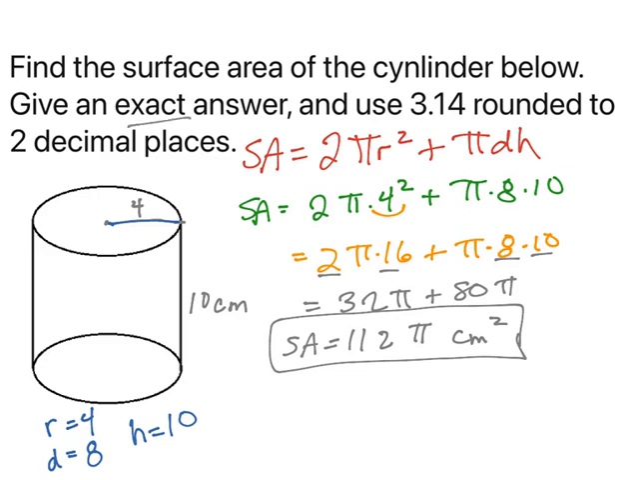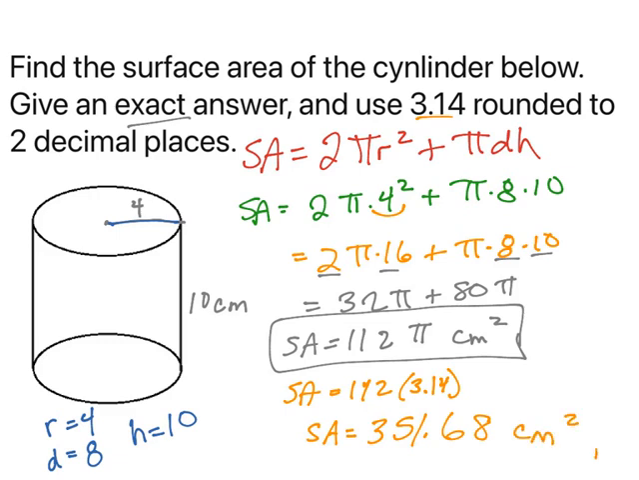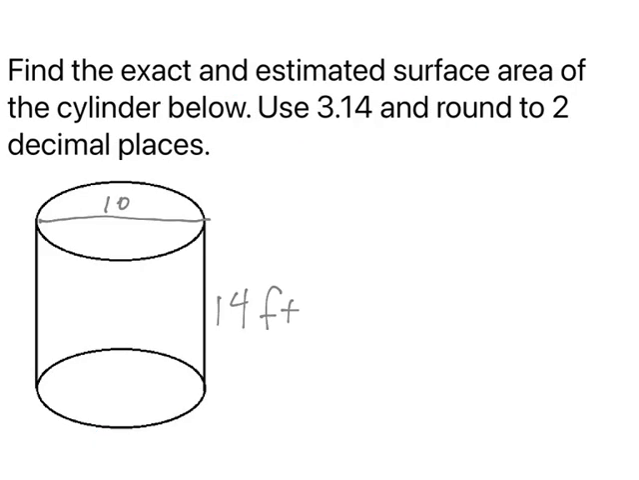That's the exact answer. Now let's estimate using 3.14. So I'm just going to take 112 times 3.14, which gives me a surface area of 351.68 centimeters squared. So that would be the exact using the pi symbol and the estimated using the 3.14. Let's do one more example.